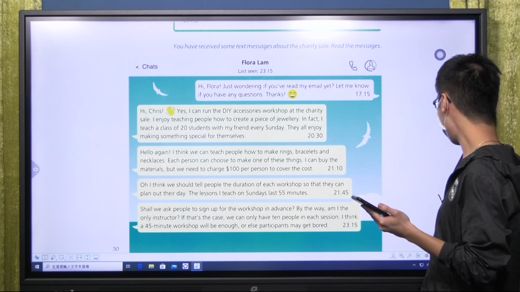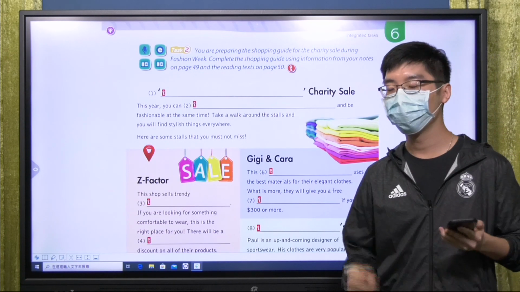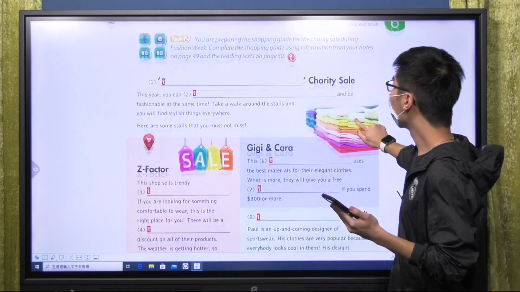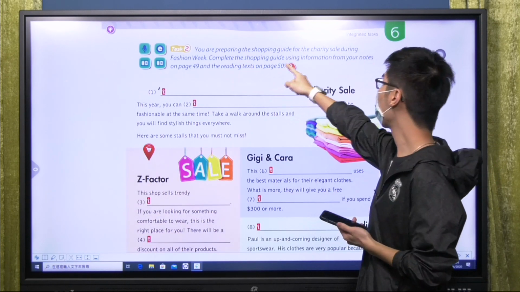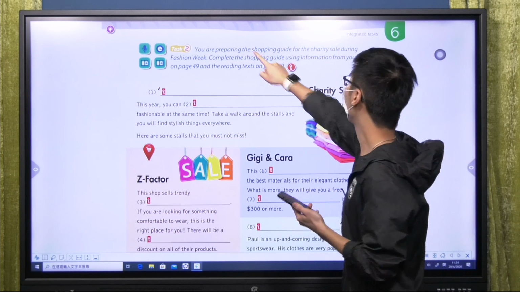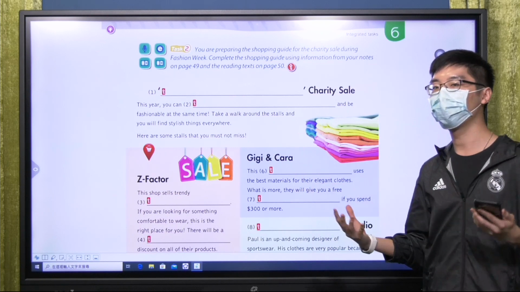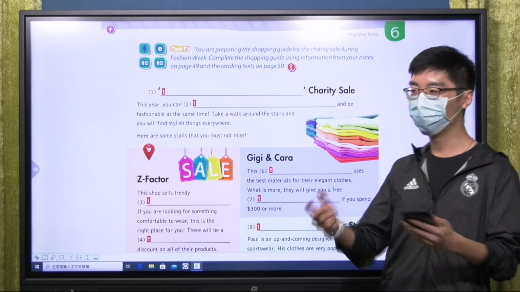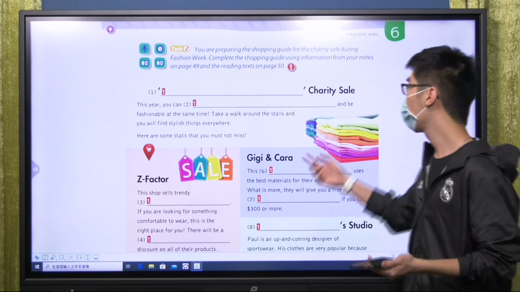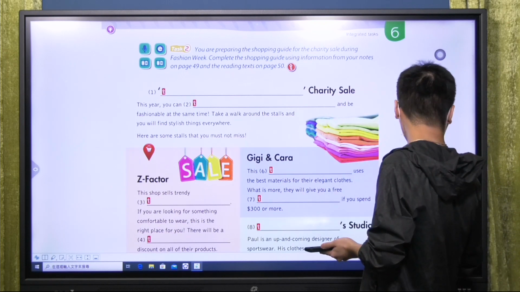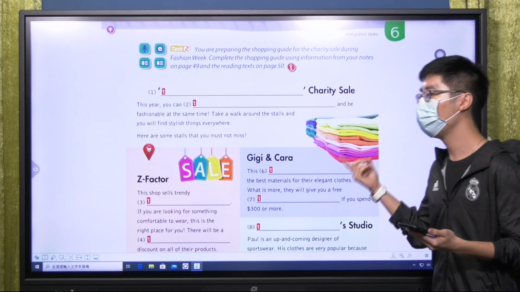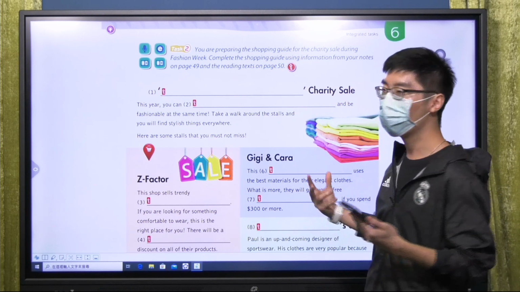And then, as Ms. He mentioned, for the listening part, we need to do what? Look at the question first. So this one you can see, you are preparing the shopping guide for the charity sale during the fashion week. So you need to prepare what? A fashion guide, 一個指南 for the people to join your charity sale to look at. Oh, 一個簡介咁樣嘅, what we can buy, what kind of shop is there. So, for this one, you can see what? Charity sale. So firstly, for this charity guide, we need to have what?